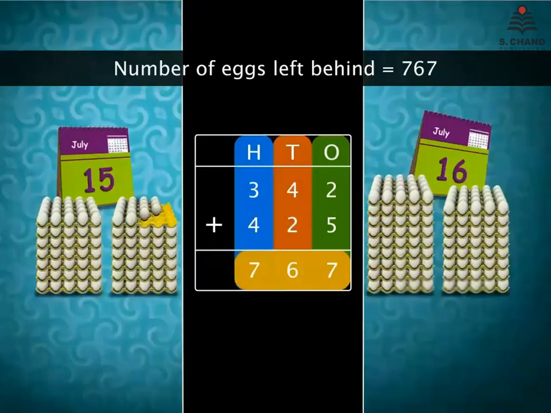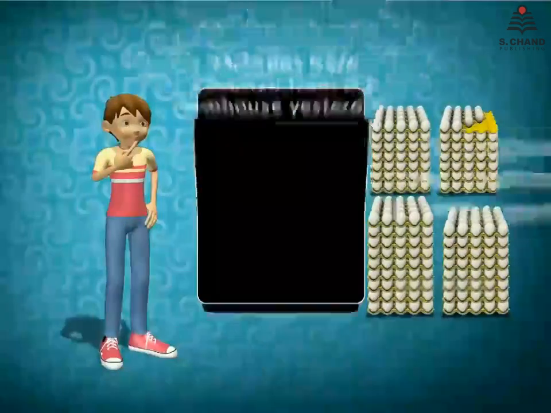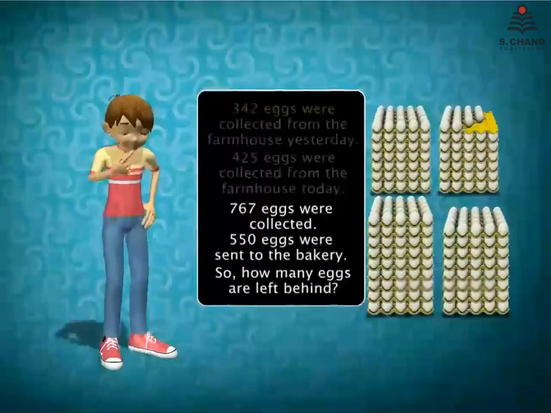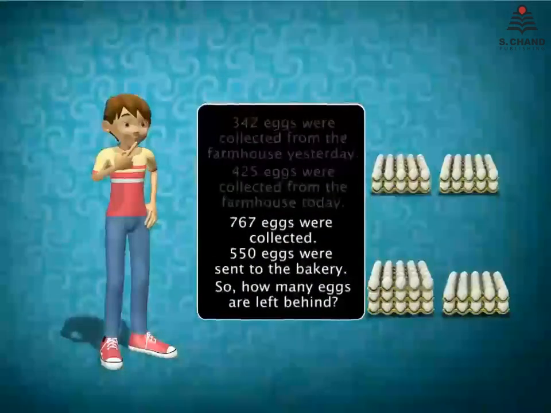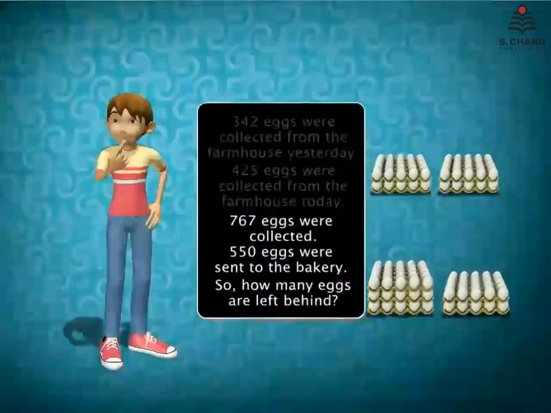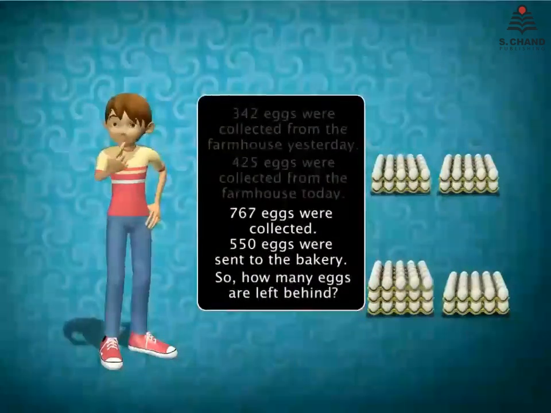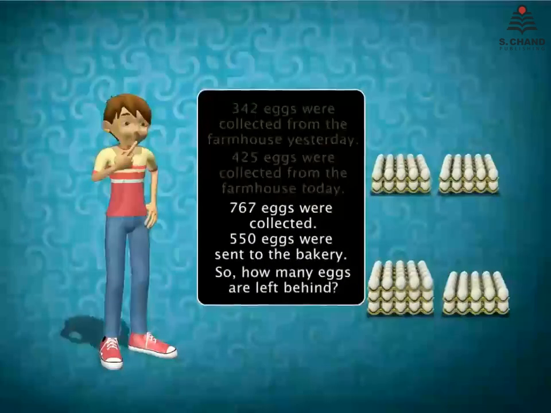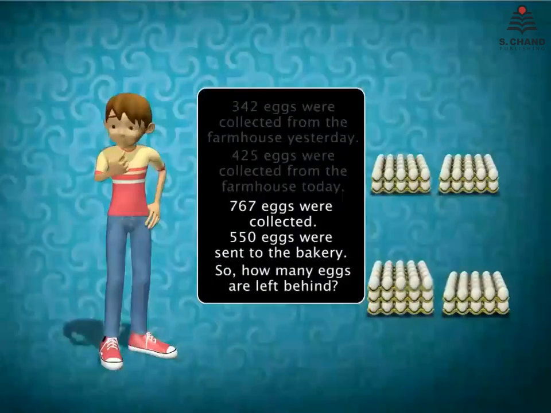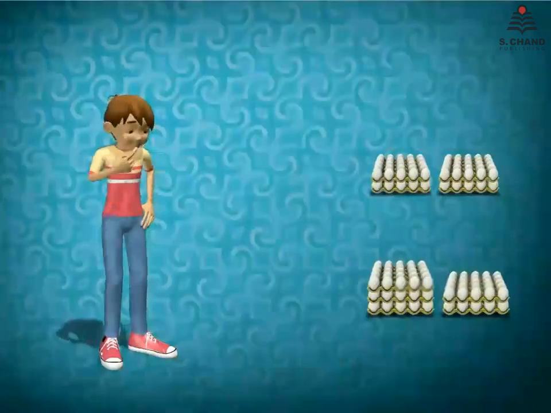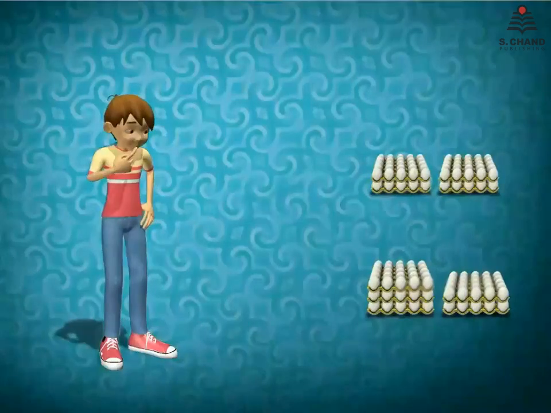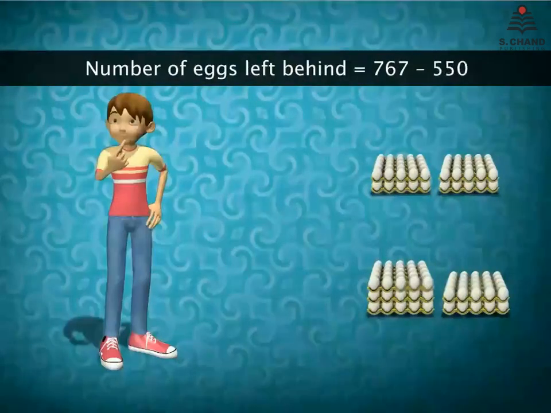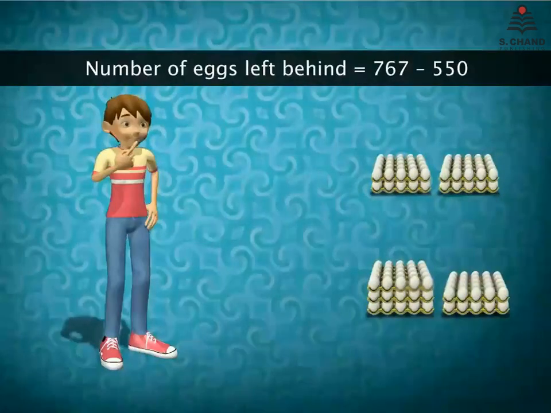Now, let's come to the second part of the problem. Now, we know that 767 eggs were collected, out of which 550 were sent to the bakery. Now, how can we find the number of eggs left behind? By addition or subtraction? Subtraction is correct. To find the number of eggs left behind, we have to subtract 550 from 767.